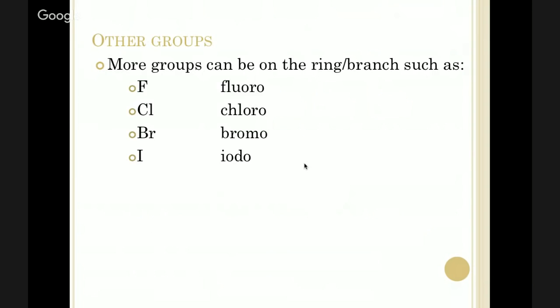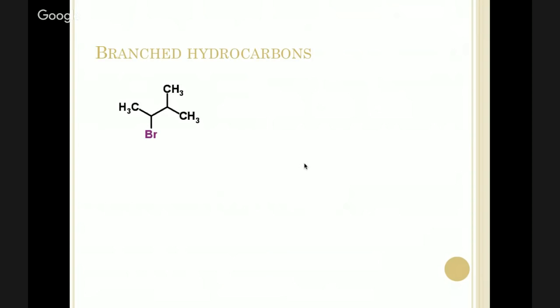There are other groups that can hang from your carbon chain, such as fluorine, chlorine, bromine, and iodine. Instead of calling them that, we're going to call them fluoro, chloro, bromo, and iodo. They're underneath the halide section of your Reference Table R. So for example, in this one, every time you see a little carbon corner, there's a carbon. So I would say that there are 1, 2, 3, 4 carbons in a row. Every time you see that corner, remember to count it. So butane. There's a bromine on the 2nd carbon and a methyl group on the 3rd carbon. So 2-bromo-3-methylbutane.